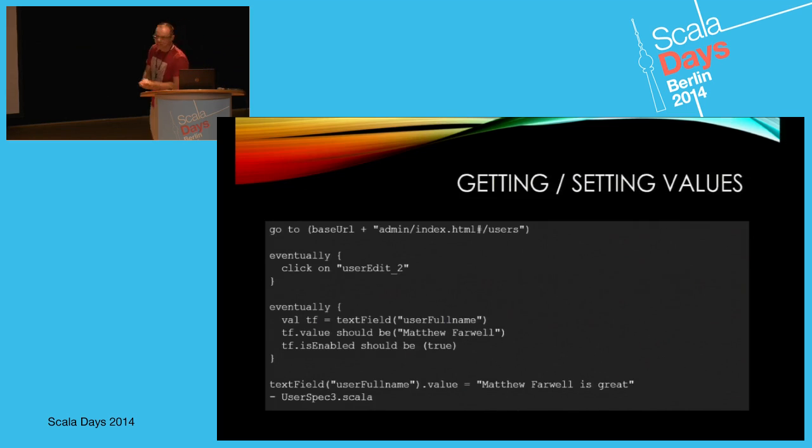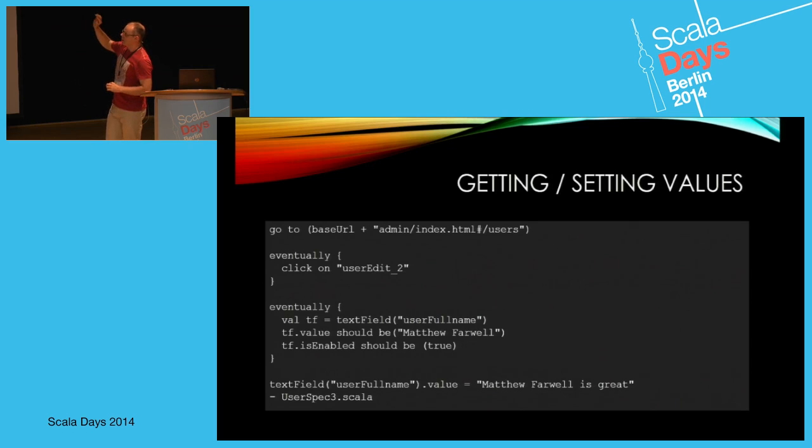Okay, so how do you get and set values? We've already seen a little bit of this, and you can start to see how useful eventually is here. So you go to our URL. You click on something called user edit to, which happens to be a button on the screen. Between that and the click, it's doing a refresh of the page. It's waiting for the data to become available. If it's never available, it's never available.